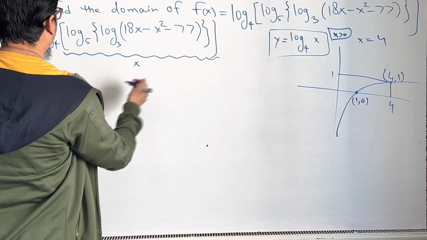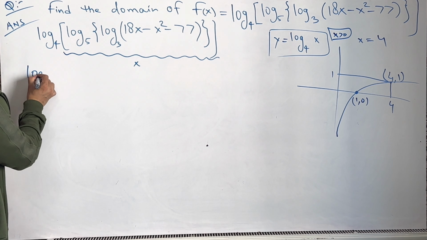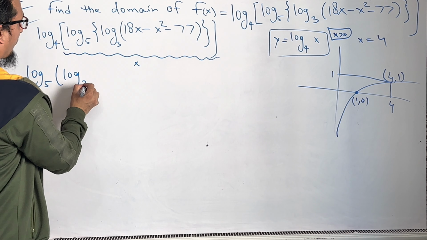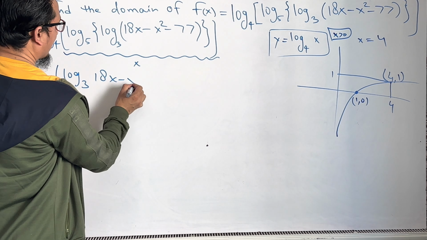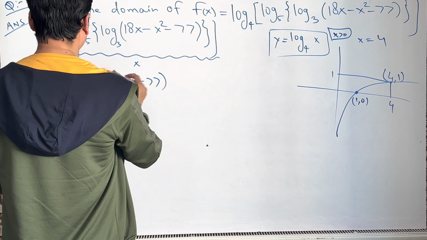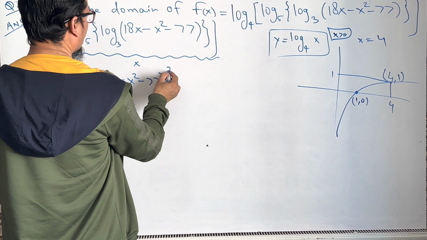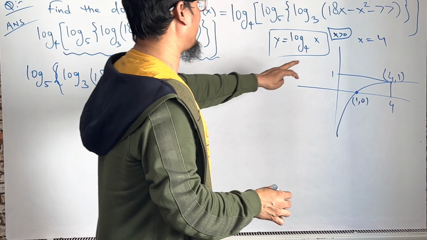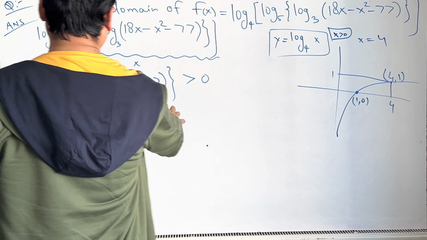So here this is your x. So you can say log base 5 of log base 3 of 18x minus x squared minus 77 must be greater than 0, right? It must be greater than 0. Okay, we want this one greater than 0.